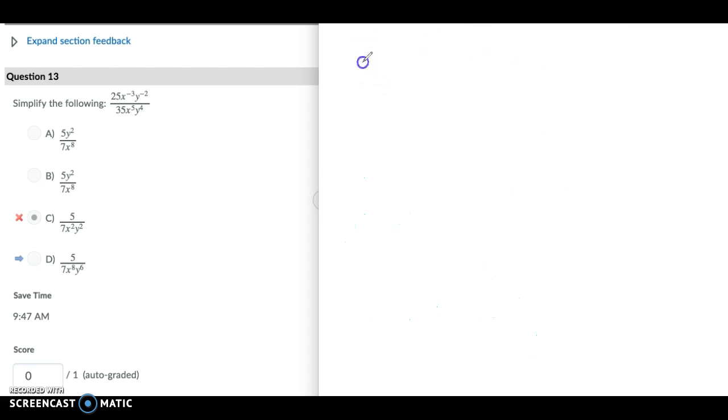All right, exponents. The important property on this one, well, let me write it out first.